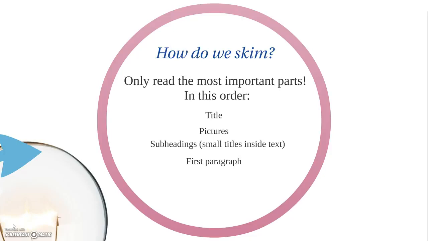Then we want to read the whole first paragraph. Then we just read the first sentence of all the other paragraphs. Finally, we'll read the last paragraph. After we look at all of these things in this order, we should quickly have a main idea of the article or text that we're looking at.